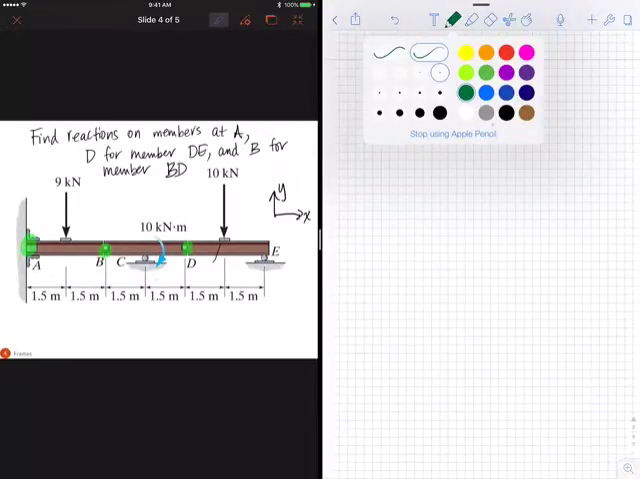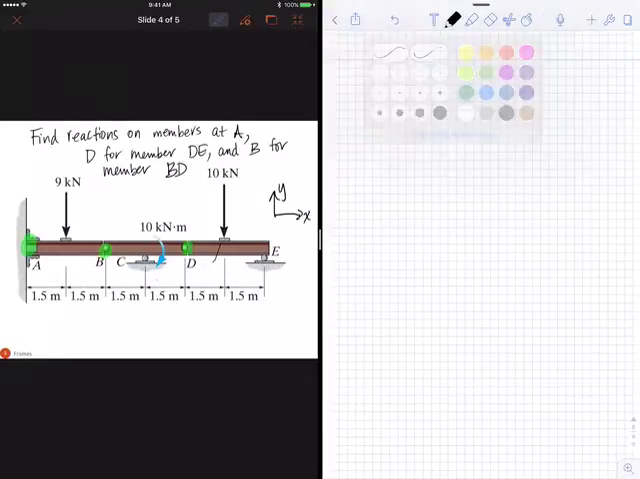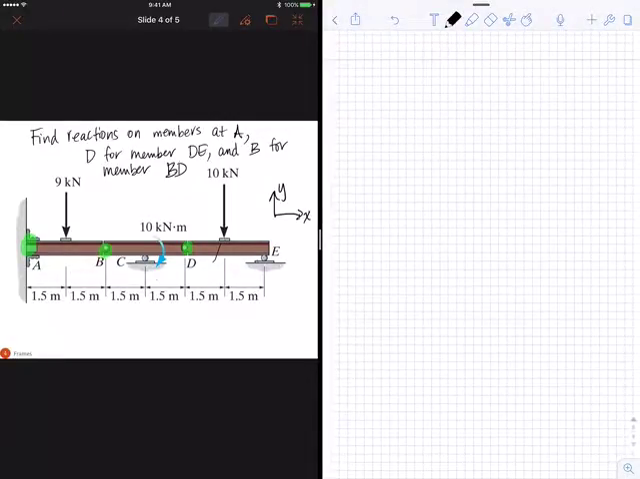So let's go through this. Again, pause the video and think about what you're going to do. Try and solve it, and then come back and use the video to troubleshoot. Let's go ahead and draw a free body diagram of the whole thing so we can understand what's happening, and then we can start taking it apart. Here we're going to do a free body diagram of the whole thing, member AE.